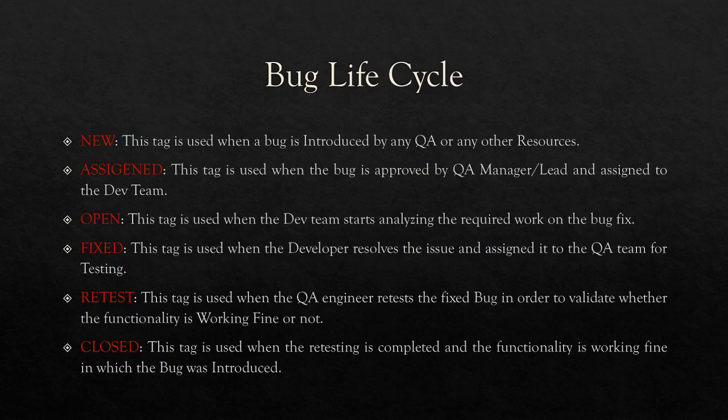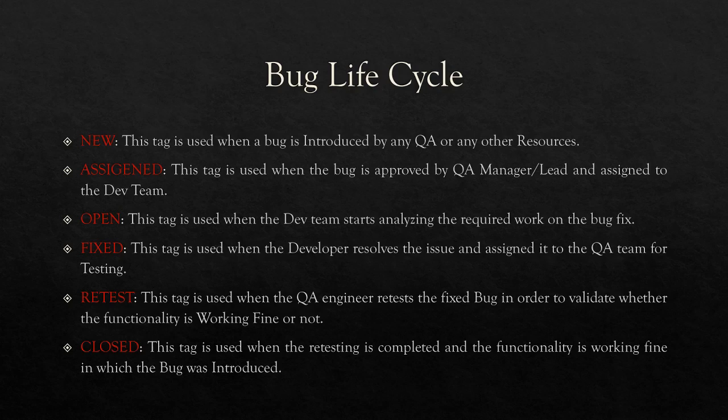So new. This tag is used when a bug is introduced by a QA or any other resources. Then the second one is assigned. This tag is used when the bug is approved by a QA manager or a lead and is assigned to a dev team. The third tag is open. So this tag is used when the dev team starts analyzing the required work on that bug fix.